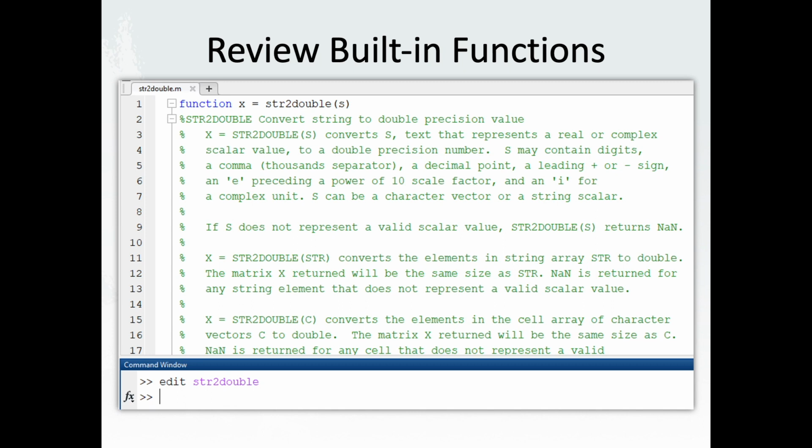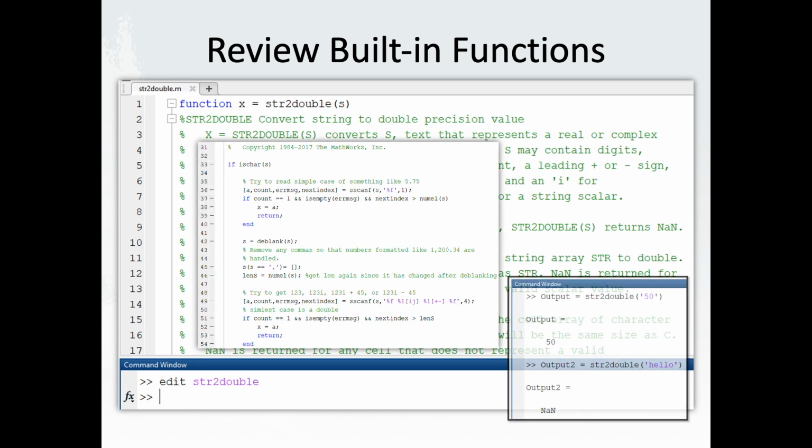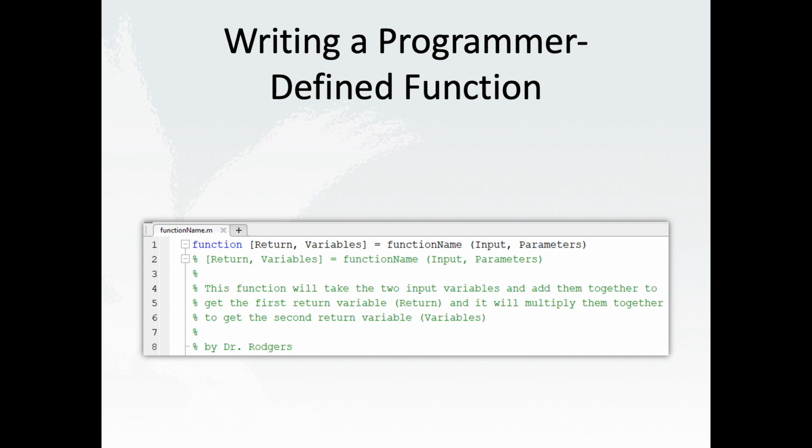A lot of the functions have the code hidden because you can't see the details since they're copyrighted by MathWorks. For str2double, you can see some of the details about the function. So whenever you use the str2double function, it's running all of this code. You are going to learn today how to create your own functions like this.